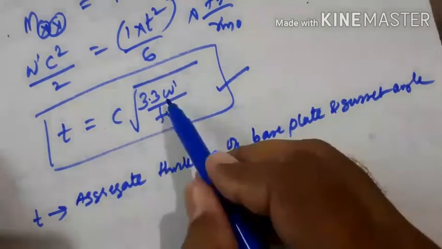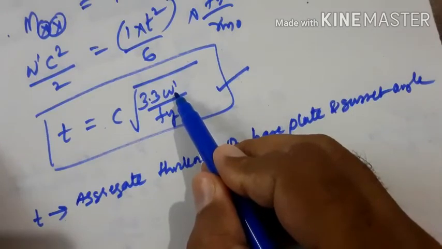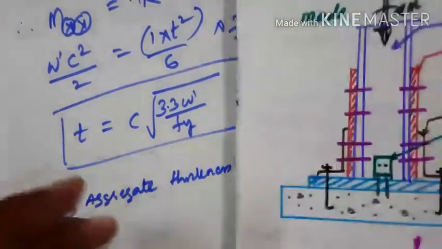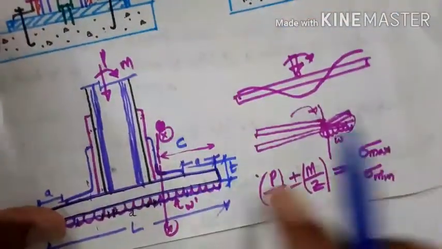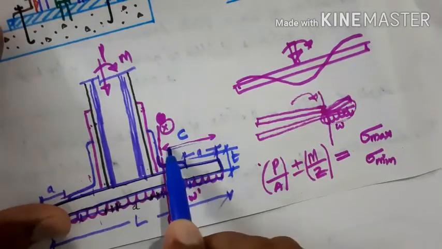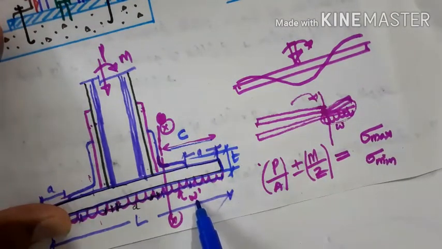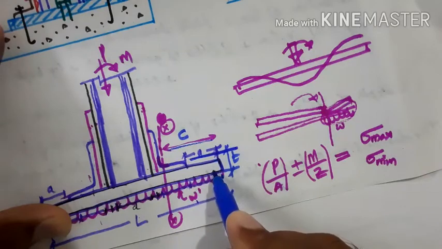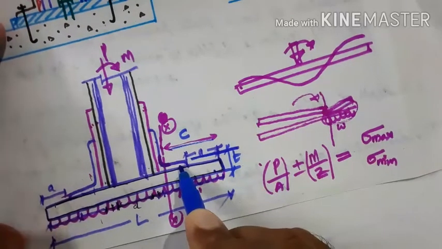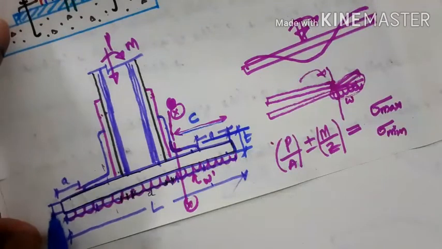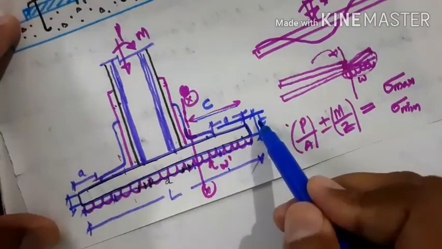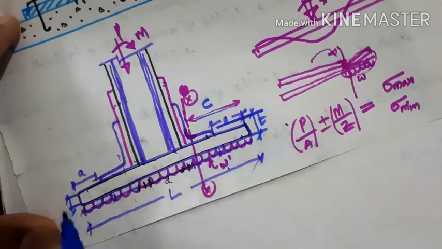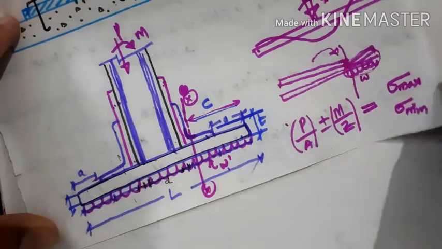Then w dash is the bearing pressure, the actual bearing pressure acting. Then c is the projection, that is the projection acting as a cantilever. Whatever t you calculate will be the aggregate thickness of the base plate and angle thickness. If you want to calculate only the thickness of the base plate, then from whatever thickness you get, you have to deduct the thickness of the angle section, then you get the thickness of the base plate. I hope you understood this one.